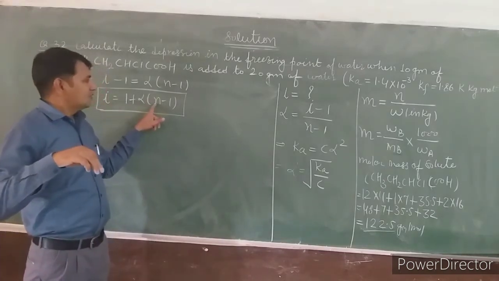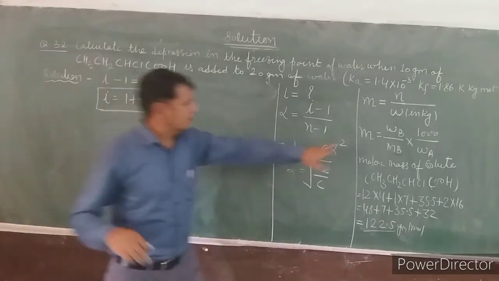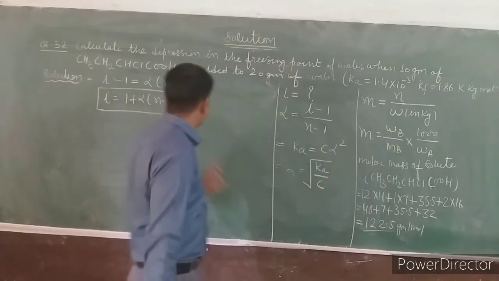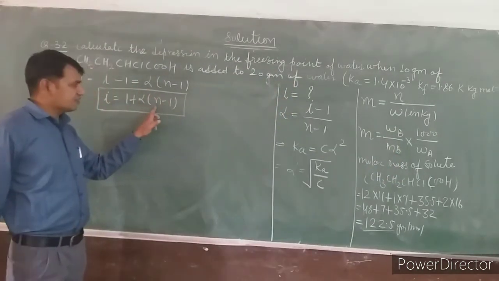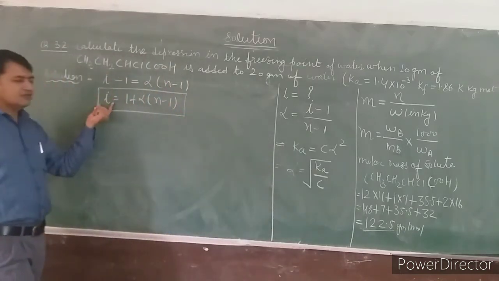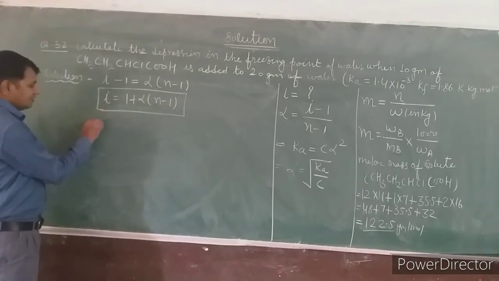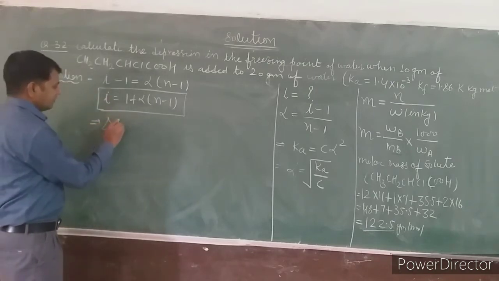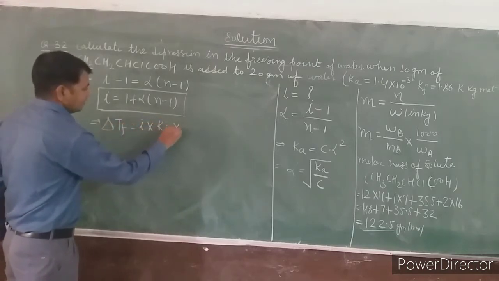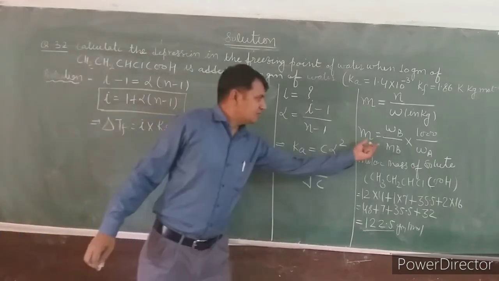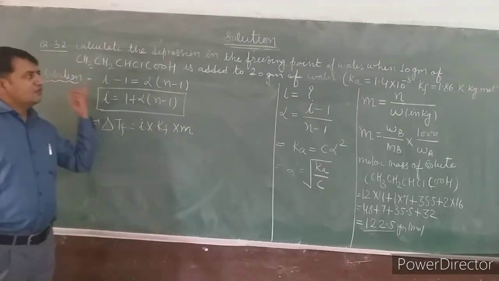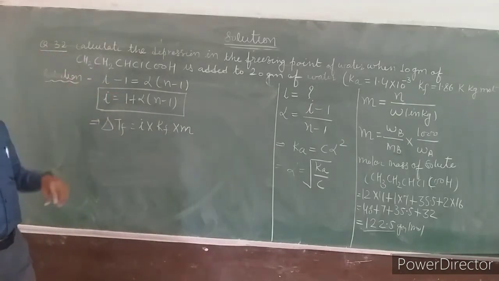N is the number of moles of solute before dissociation, that is equal to WB upon MB. That will be used here. So use right here the value of n and alpha, which we will find out from this equation, put in this and get the i value. After getting i, again reach here: delta Tf is equal to i into Kf, which has been given, and the molality, which we have calculated with this formula, will be used here. So in this manner we can solve problem number 32.